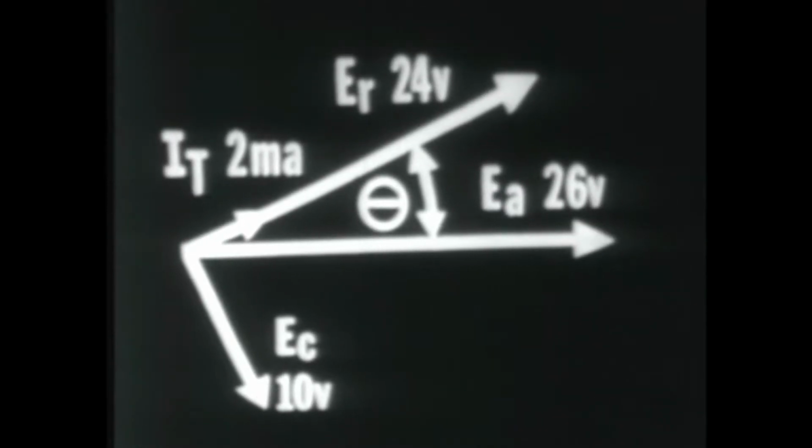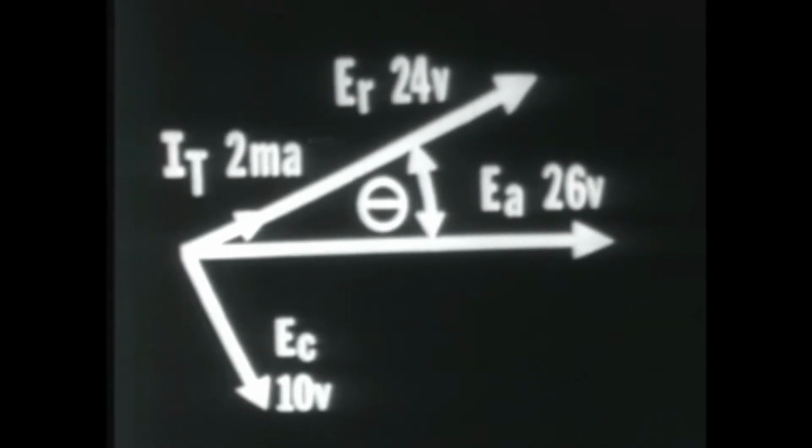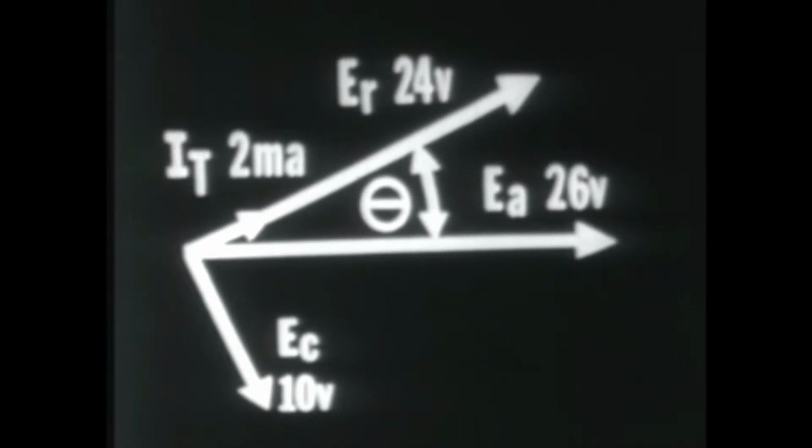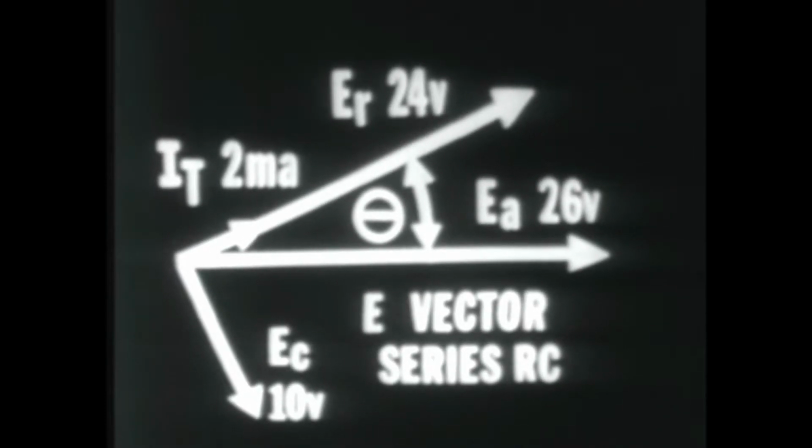Well, in our vector, here we have this angle shown, the phase angle, and IT is leading EA, so we have a leading phase angle. And the angle would be plus 22.6 degrees. Now, where did we get the plus 22.6 degrees from? Well, you recall our impedance angle was minus 22.6 degrees, and the phase angle is simply the same angle, but of opposite polarity. Then our phase angle would be plus 22.6 degrees. Well, this then would be the voltage vector for any series RC circuit, or a representative vector, we could call it.